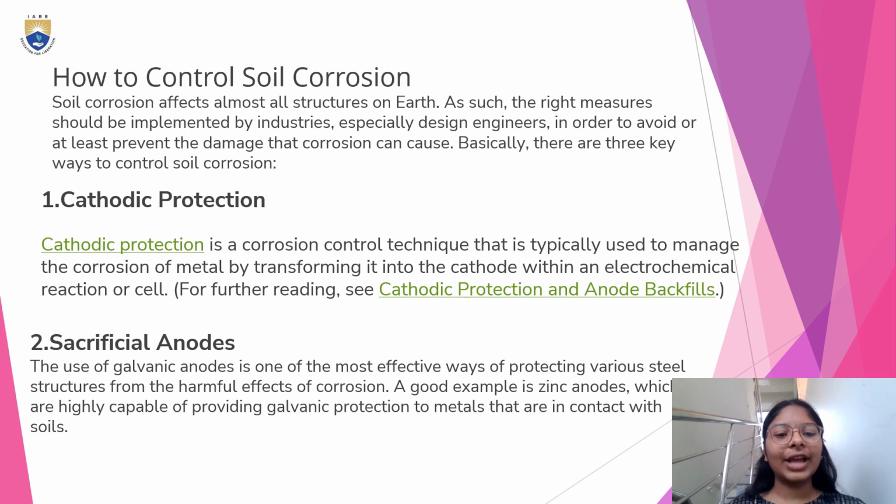The use of galvanic anodes is one of the most effective ways of protecting various steel structures from the harmful effects of corrosion. A good example is zinc anodes, which are highly capable of providing galvanic protection to metals that are in contact with soils. Now we just enter into our next slide.